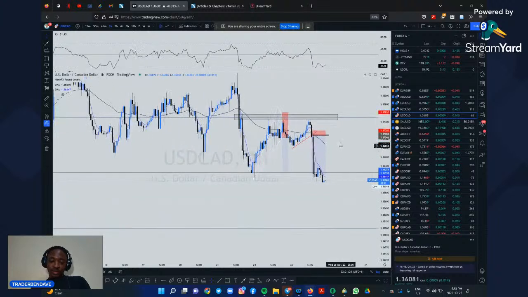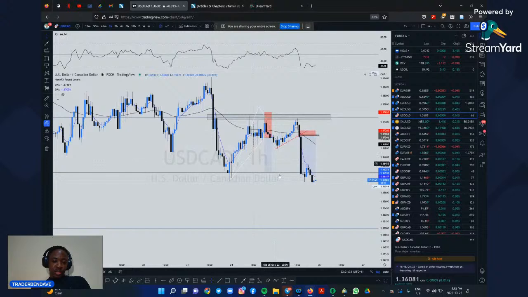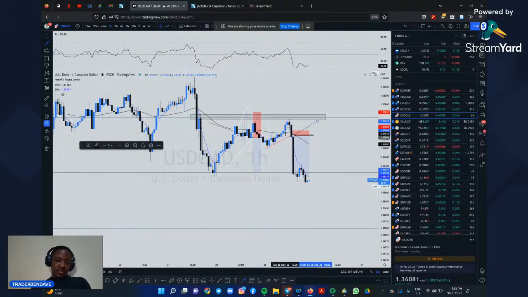USD CAD, I posted this setup in the Telegram community, and this is where we got in. The market pushed back into the Asian session and then consolidated back to test this level and drop. So for me, I had two entries. The first entry was when we all got in here, and then the second entry was when price broke this level here.